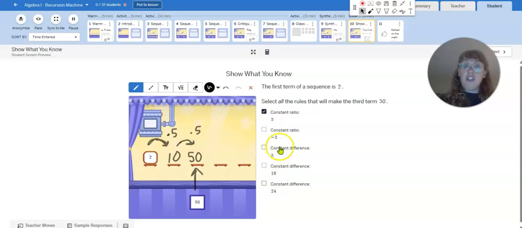So go through and check all of these to see if we start at 2 and do these rules, do we get to the 50 as our third term? Okay, so check the other ones. There is more than one answer.